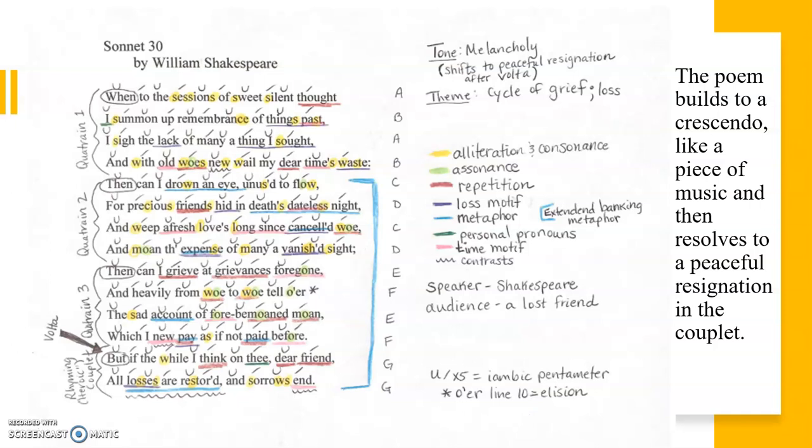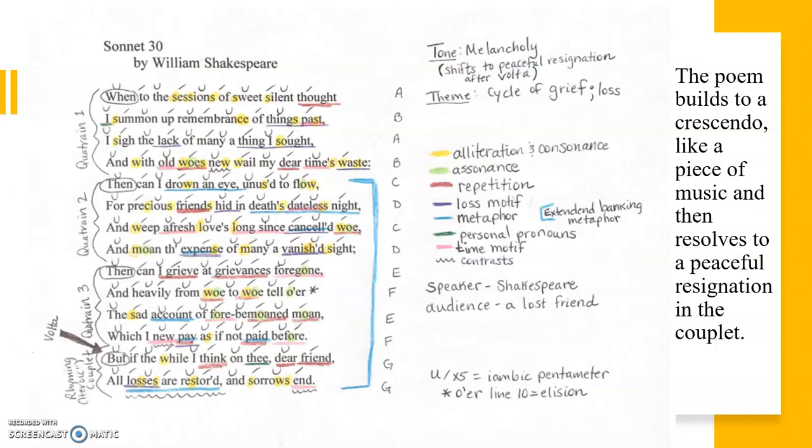So the poem builds to a crescendo like a piece of music and then resolves into a peaceful resignation in the couplet. I've added a few new layers here with the time motif: old time, past, afresh, new pay. So there is this idea of it's a cycle, it happens over time. And by the way, by the end of the poem, we realize that it will happen again. We're not free from the idea of grief, but for now, we certainly are relieved of some of it, and we feel a little bit better.